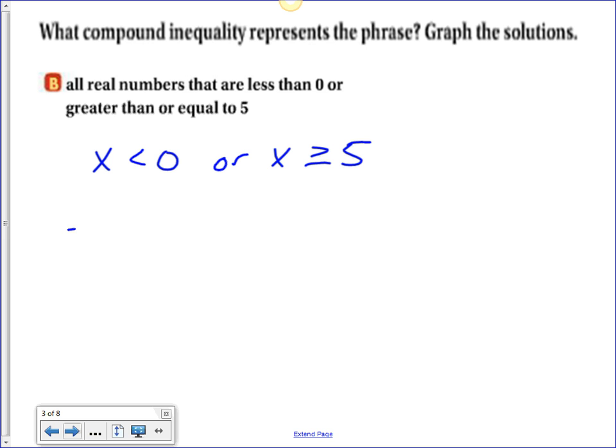So what would that look like for a graph? Here's what we'd have. We would have to have a 0 and a 5. This time we're going to have an open circle at the 0 and an arrow going to the left. And then at the 5, we would have a closed circle and an arrow going to the right. And that would be your graph.